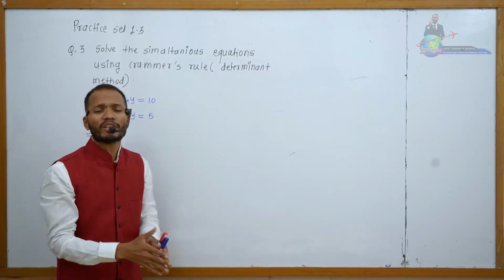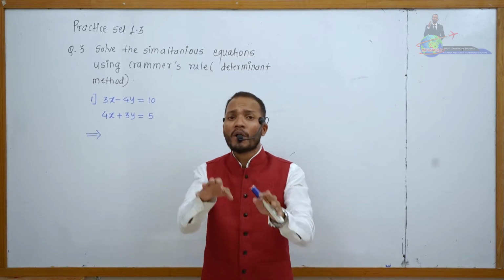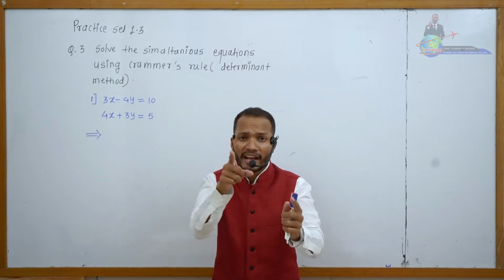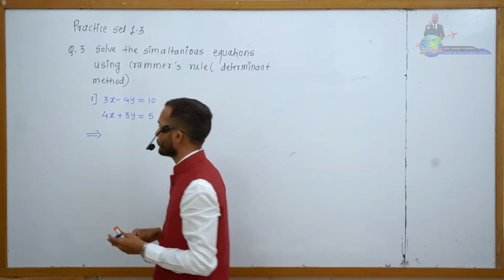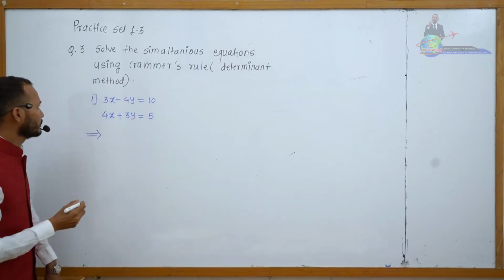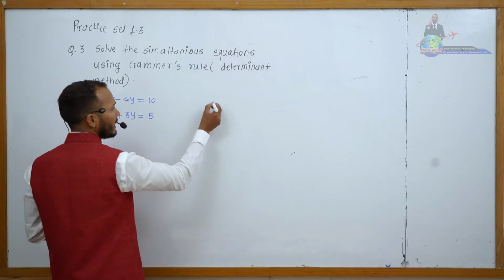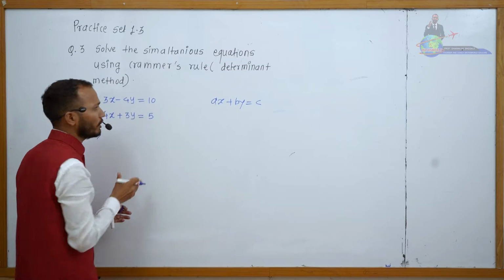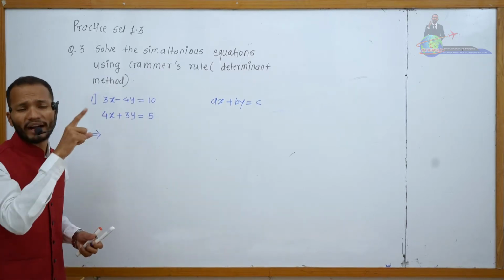Student, simultaneous equation solve करायचे म्हणजे काय करायचं? We have to find the value of the variables, student. And which are the variables? Here variables are x and y. We have to find them by Cramer's rule. Next, now student, here these equations are already in the form of ax plus by equal to c. ह्या फॉर्म मध्ये ऑलरेडी इक्वेशन्स आहेत त्यामुळे काही विषय नाही. डायरेक्टली आपण जाऊयात टू फाइंड द डिटर्मिनंट्स.